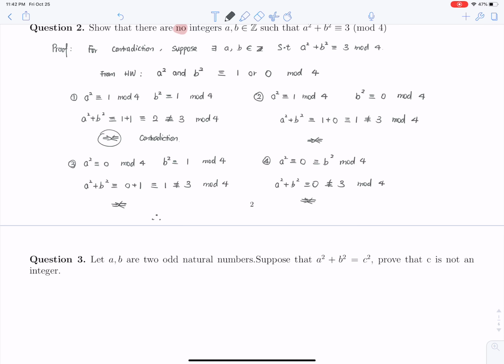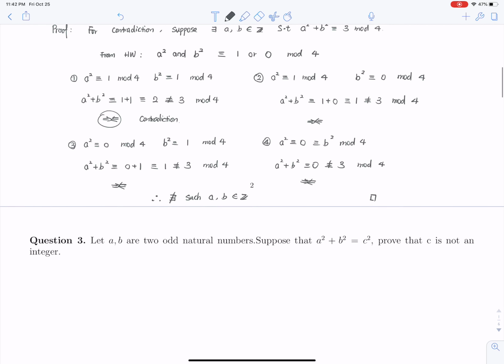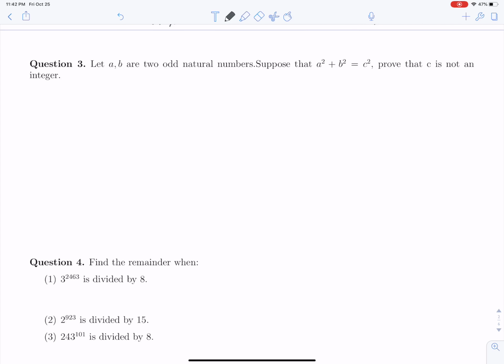Therefore, our assumption at the beginning is wrong. There does not exist such a and b in Z, and we're done. Okay? Next question. Let a, b be two odd natural numbers. Suppose that a squared plus b squared equals c squared, and prove that c is not an integer.